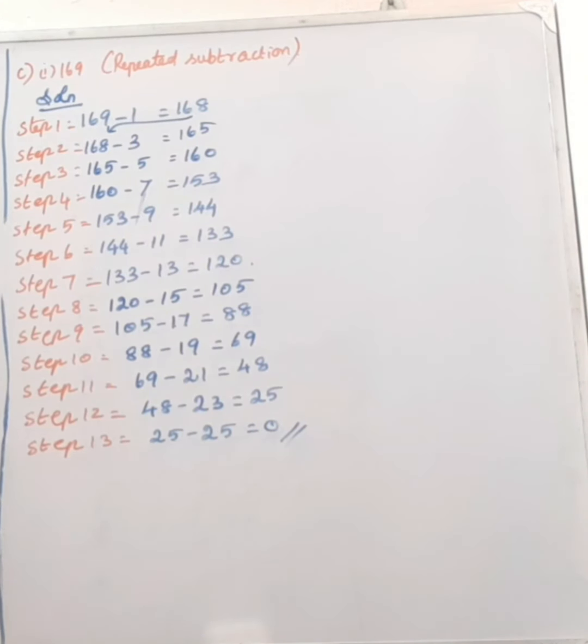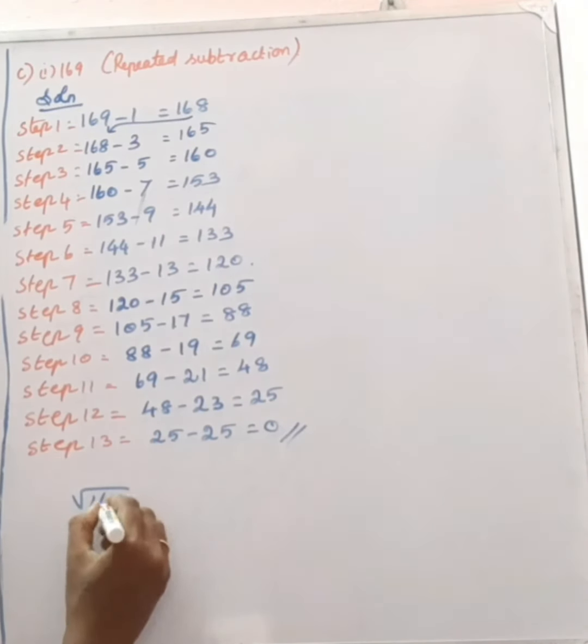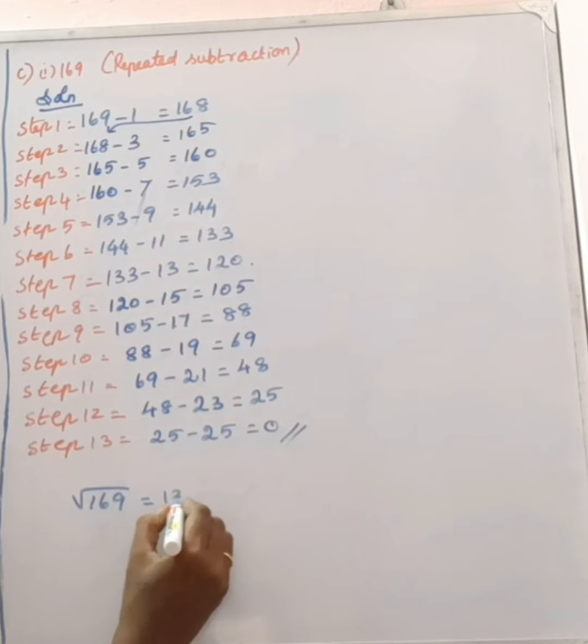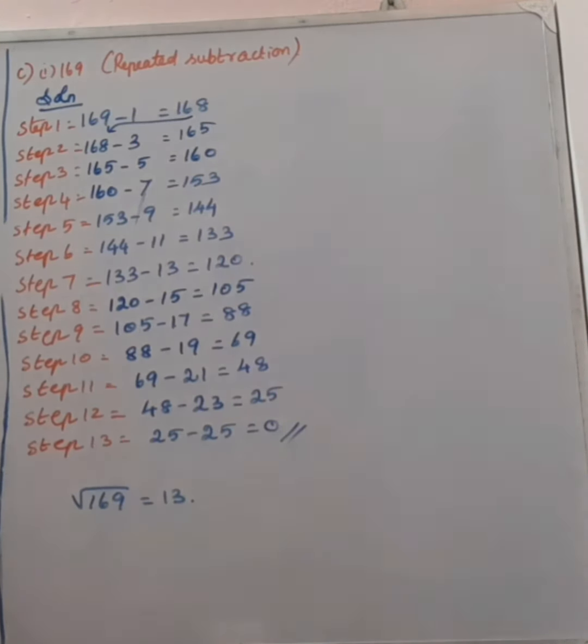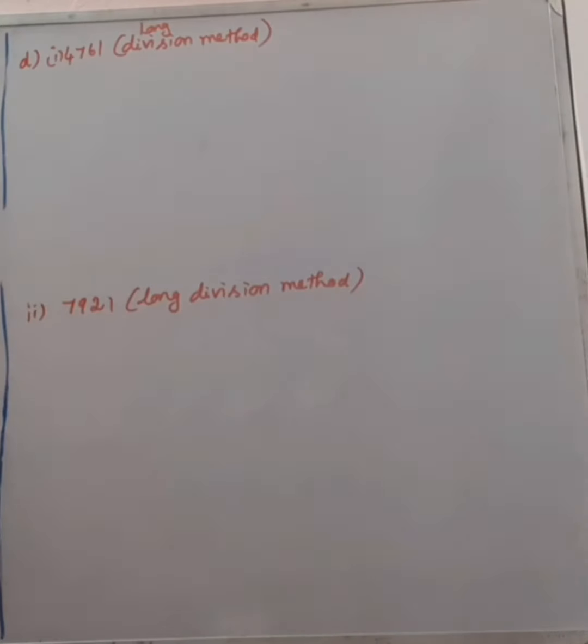Now how many steps here? 13. So square root of 169 is equal to 13. Okay. This is the answer, Kanna. Kanna, listen to the next one.